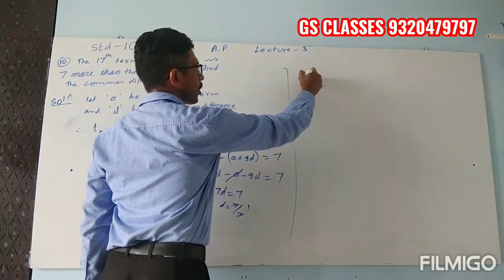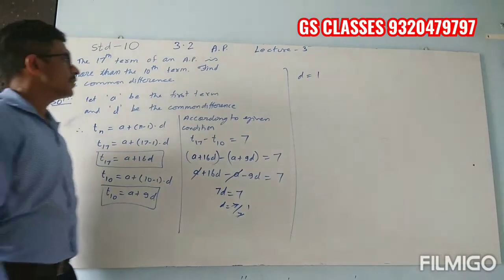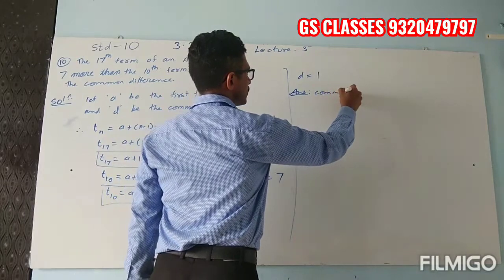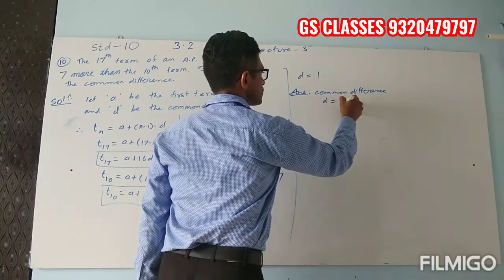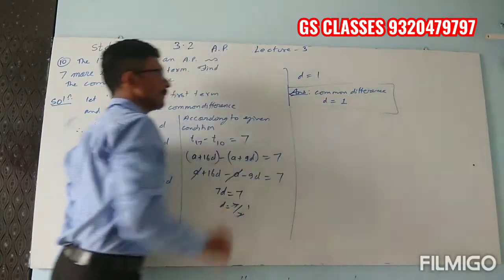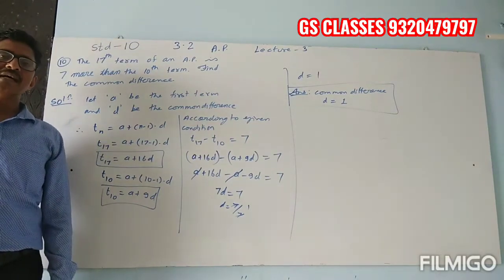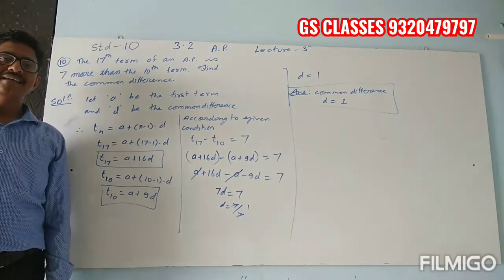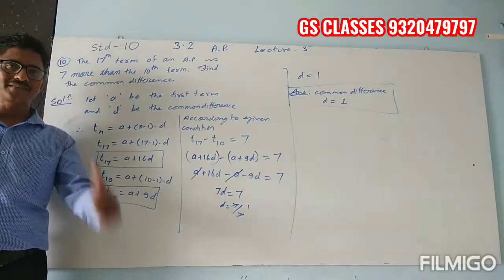So here comes the common difference, what is it? 1. Which is your answer? We can write our answer: common difference D equals 1. So children, here you have completed your exercise 3.2. Let's begin with the next exercise. We will meet in the next video. By that time, keep on practicing. All the best.